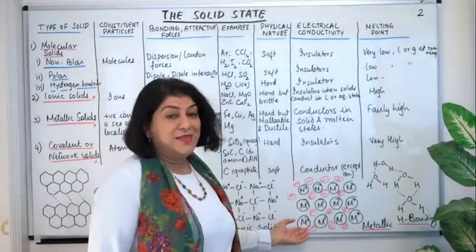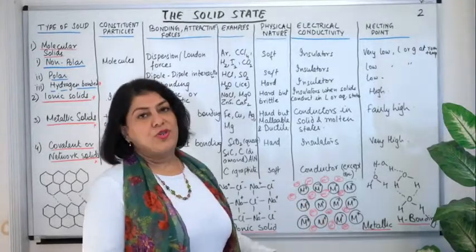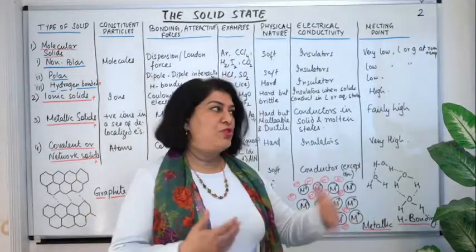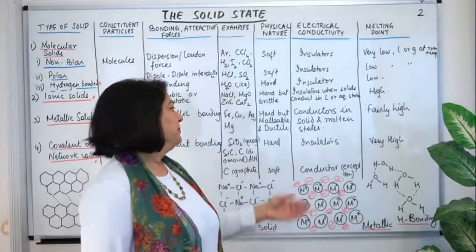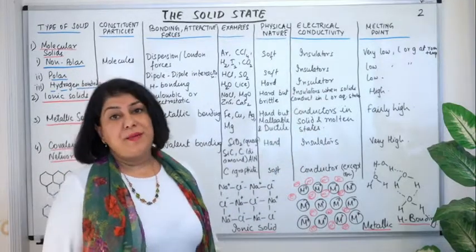If they can be conductors in the solid state, they have free electrons to move around. In the molten state, of course, they have those free electrons to move around even faster. So they are good conductors. What about their melting points?